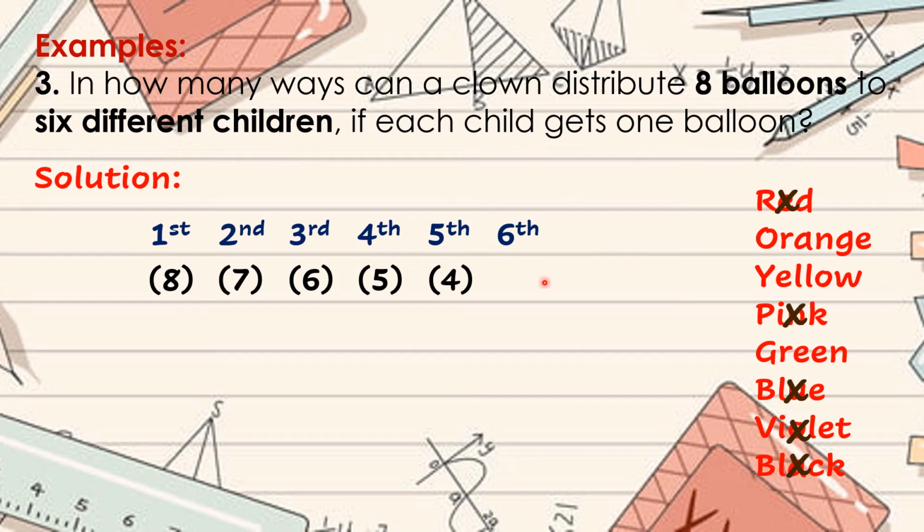Isa na lang yung pang-anim na bata. Ilan na lang ang pagpipilian niya? Kasi napagpilian na ni first, second, third, fourth, and fifth. Ang naiiwan na lang ay 3.